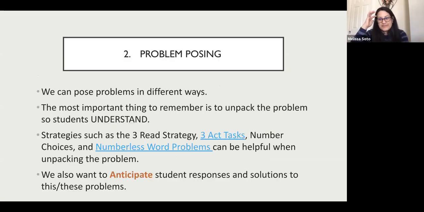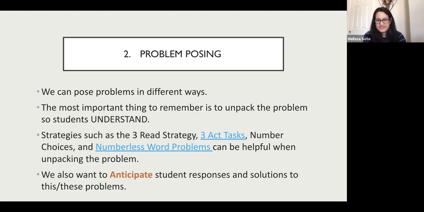Our second step is posing the problem. So once we have students warmed up, next we want to pose this particular problem, and we can do this in lots of different ways. The one thing that we really want to make sure of here is that students are comprehending what's going on in the story problem. And there's lots of ways that we can pose problems.